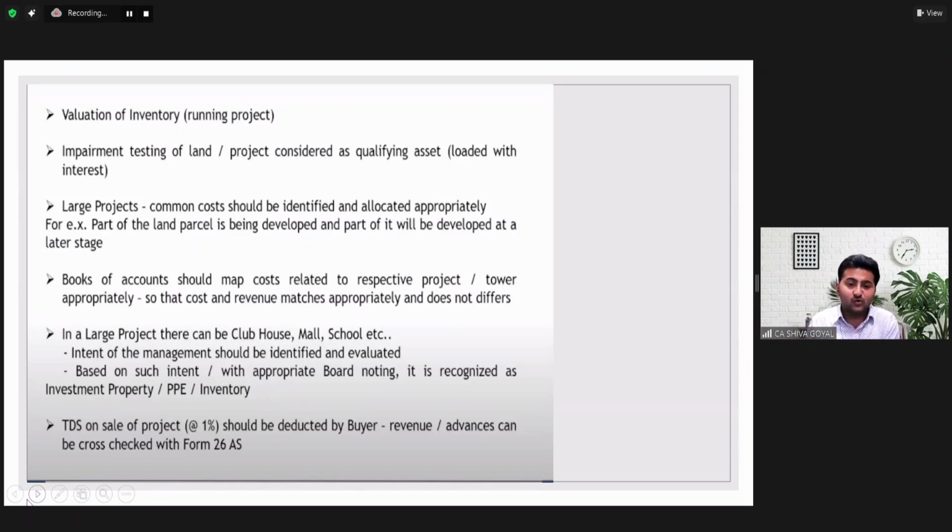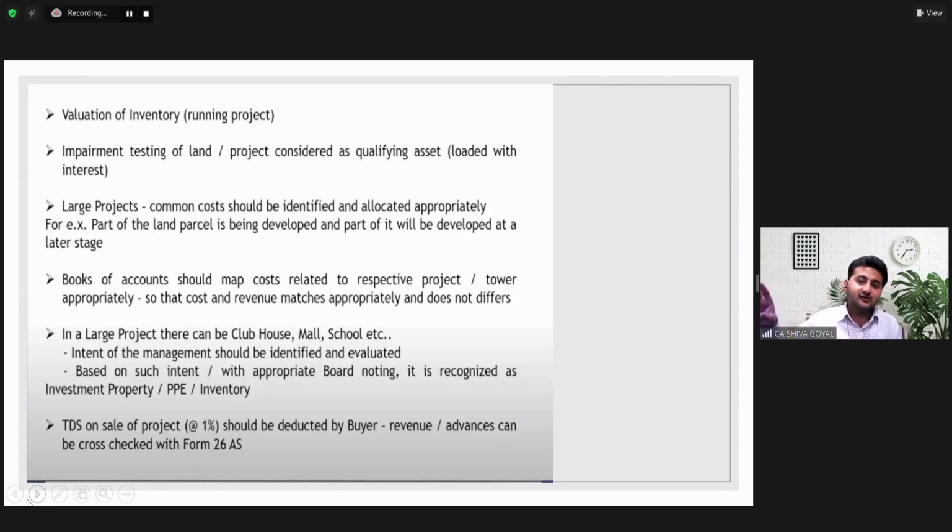Then TDS on the sale of project is another thing that should be reconciled by the auditor. It's a very simple thing, but of course it can give you a very eye-opening view. For example, you know very well that whenever a payment is done by the customer, TDS has to be deducted by the customer and it will be reflected in the 26AS of the supplier. So while you are matching the advances received from the customers, you should probably check from the 26AS also. A reconciliation should be made.